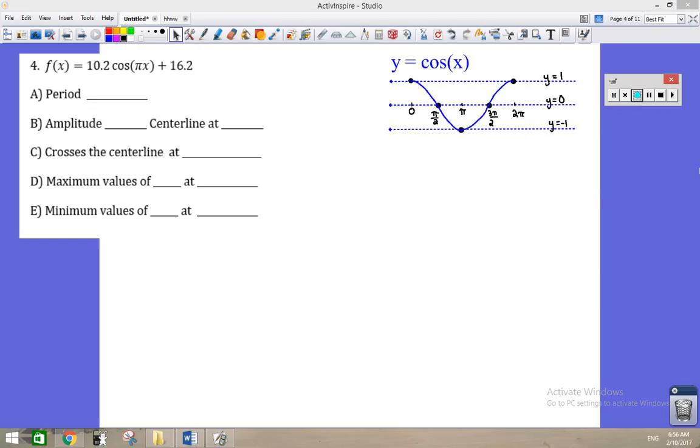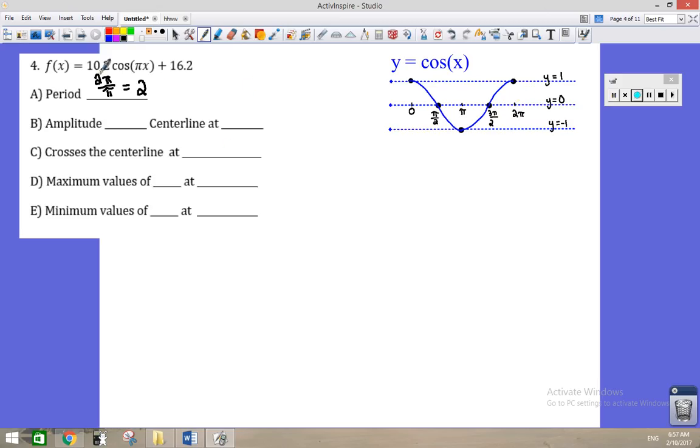Alright, so let's take a look at this next problem. The period is always 2 pi divided by the coefficient in front of x. So this time we have 2 pi divided by pi, and pi divided by pi, those factors cancel. So the length of our period is just 2. The normal length of the period is 2 pi, which is about 6.28. So this is a horizontal compression.